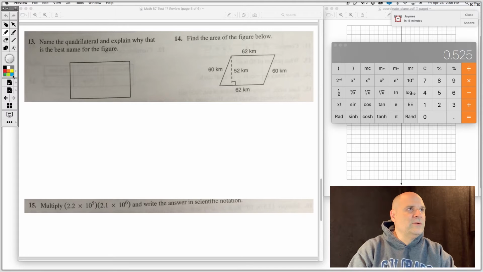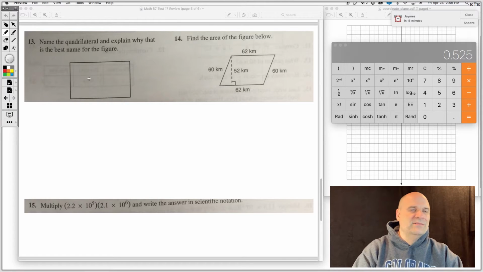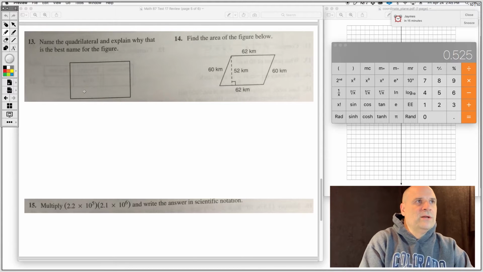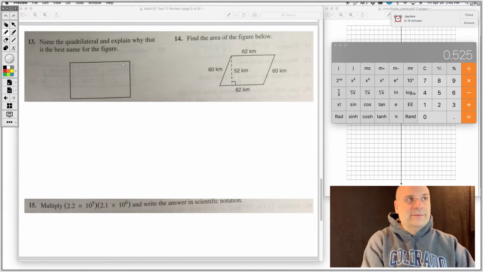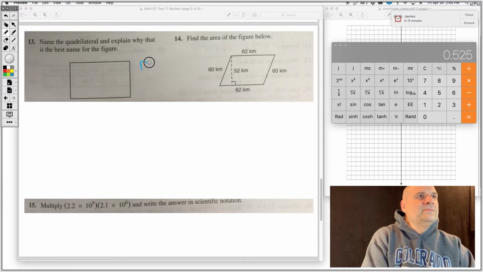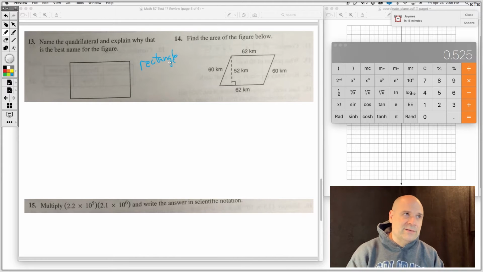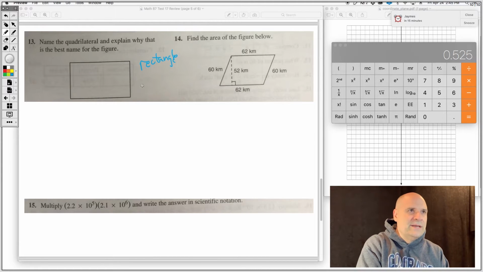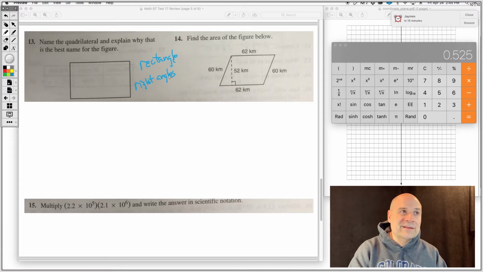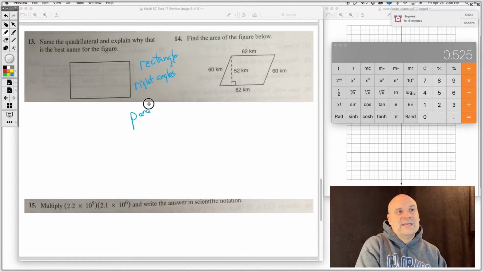All right, number 13 and 14, we're gonna explain. We're gonna name the quadrilateral, and we're gonna explain why it is the best name for the figure. Let's just focus on naming the quadrilateral. Well, it looks kind of rectangular, doesn't it? So we're gonna say rectangle. But it doesn't tell us that these are 90-degree angles, but we're gonna assume that they're 90-degree angles. So these are right angles. So you can say they're right angles. It's also a parallelogram, technically. But so you could say a parallelogram and say, hey, they didn't tell us these are right angles. So either one of these answers would work for me, okay?